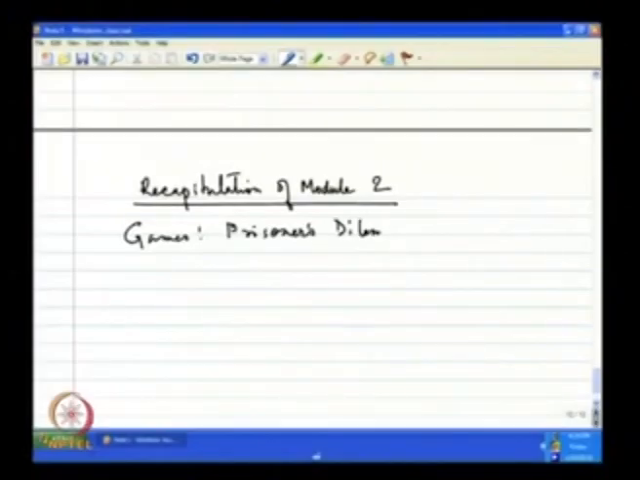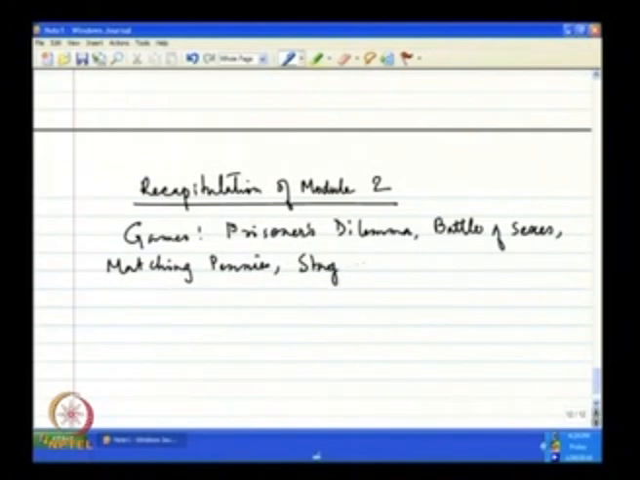We have talked about the games called Prisoner's Dilemma, Battle of Sexes, Matching Pennies, and Stag Hunt. Though these names are quite exotic and each of them has a story behind it, it is not these particular stories that interest us in games. Basically, these models are generic situations in the sense that they can be applied to a lot of real life cases.